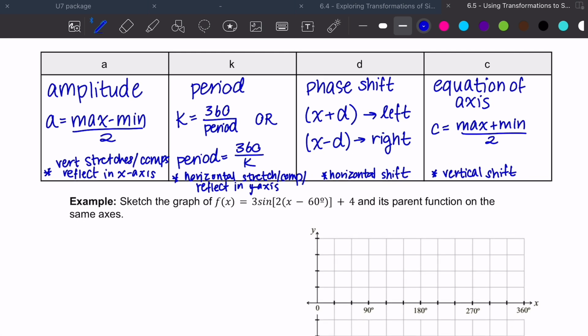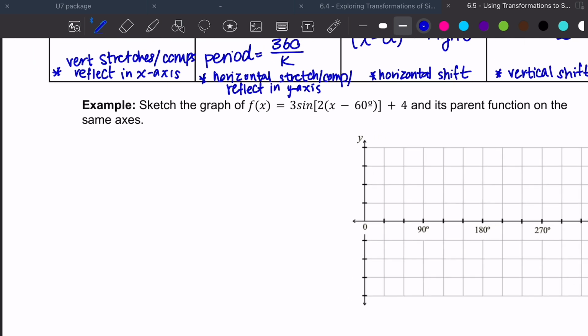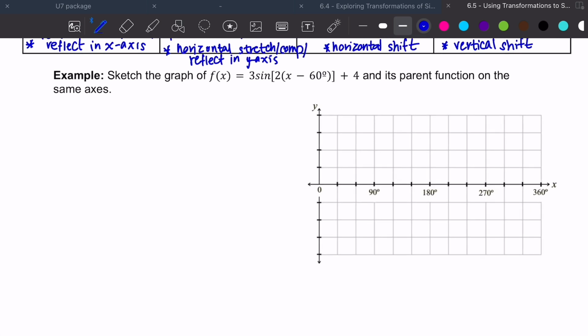So we're going to get into actually practicing graphing these transformed functions from their parent function and using the mapping rule. So for example, we've got here, we need to sketch the graph of f of x, which can be modeled by or represented by 3 sine 2 bracket x minus 60 degrees bracket plus 4. We also need to graph the parent function on the same axis.